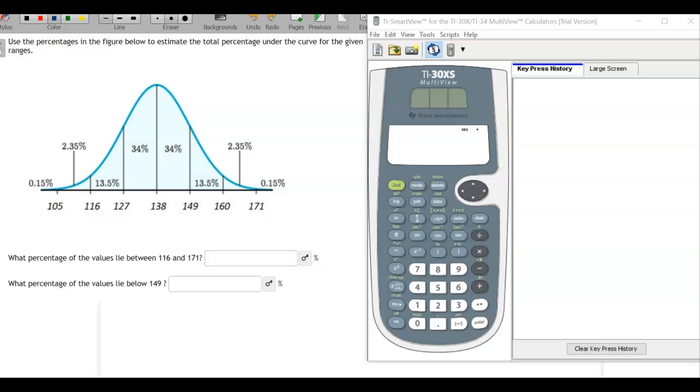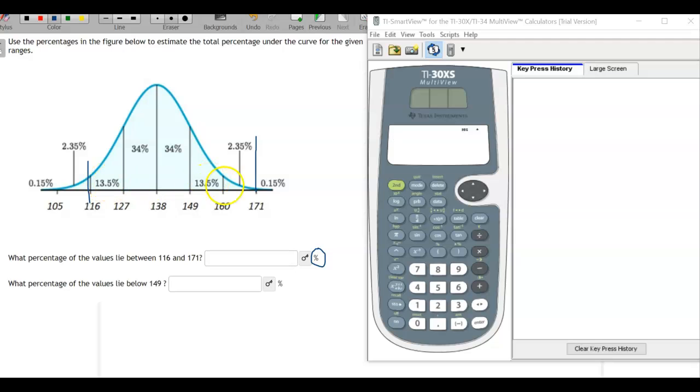I'm using empirical values. So this one asks us to find the percentage of values that lie between 116 and 171. So that goes from here, 116, to 171, which is right here. And so it's a matter of adding up the 13.5%, 34%, 34%, 13.5%, and 2.35%. So again, we don't need to put in the percent signs. We know that there's a percent sign already in the answer. So we need to add those values up.